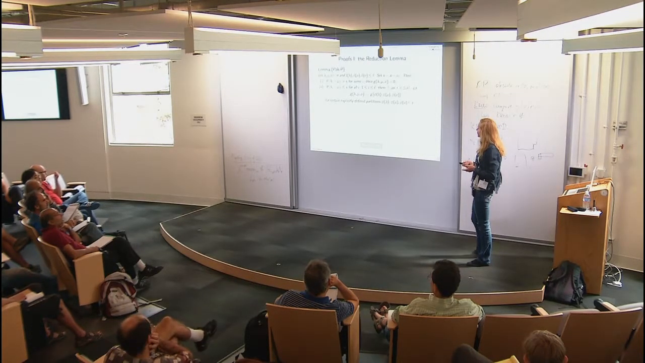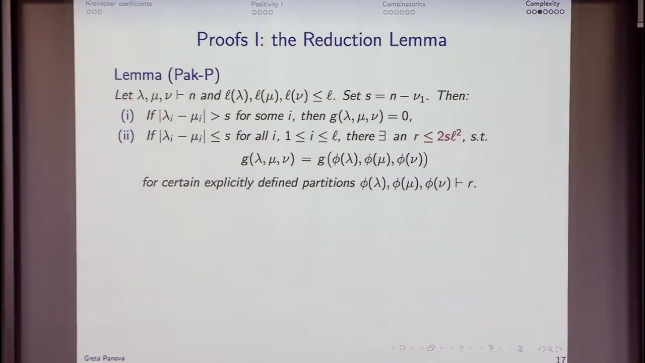And so I just mention how these bounds are obtained. They rely on two facts. One is that, depending on how large the second part of one of these partitions is, you can reduce computing the Kronecker coefficient g of lambda, mu, nu to computing g of partitions which are much smaller, of a size that depends on the second part of nu. And they are explicitly defined: you are subtracting some specific partitions out of them. Big, probably big.